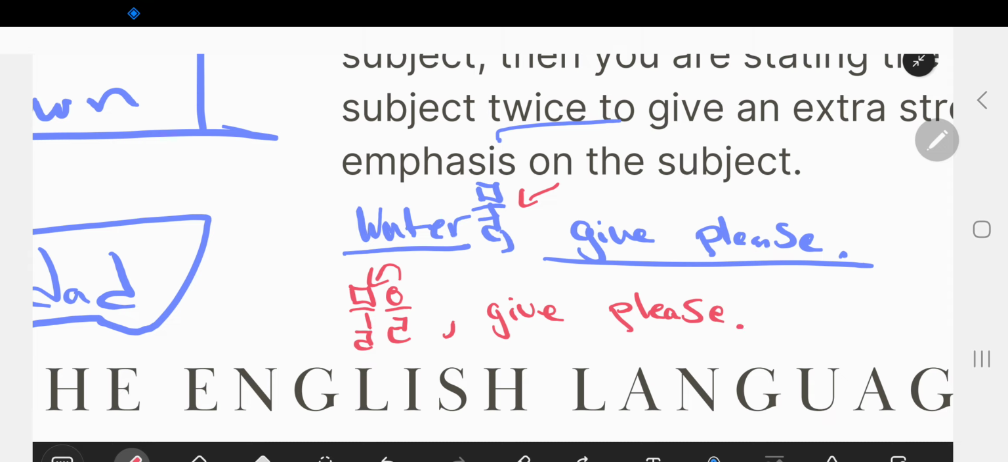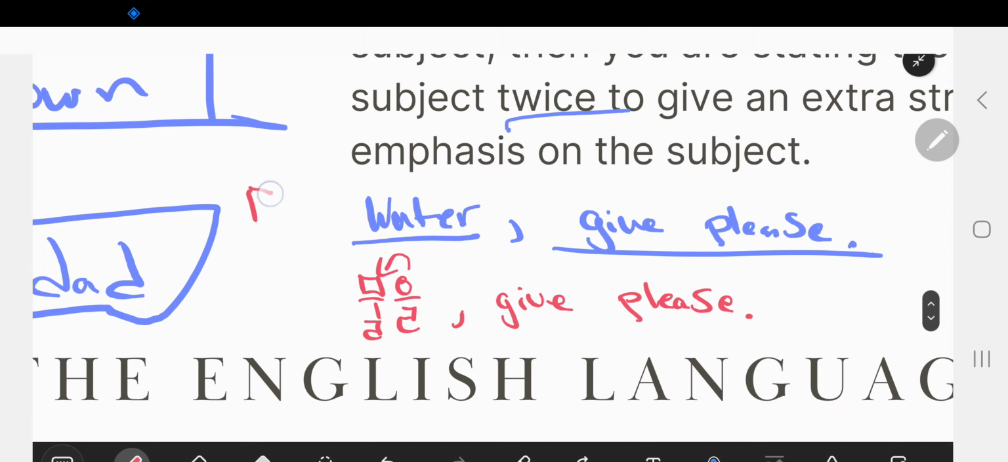Now, why could this have a rude connotation? Because I already know that water is an object in this case, right? If I tell you to give me water, then I already know water. Let me just say 물. I already know what you mean.